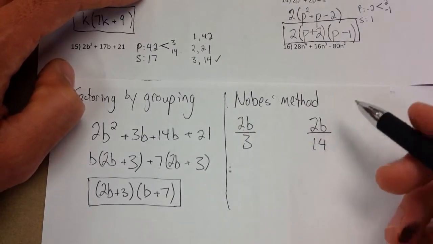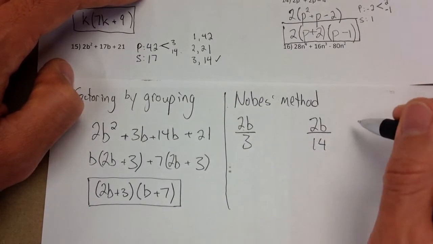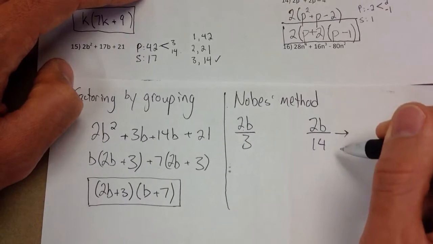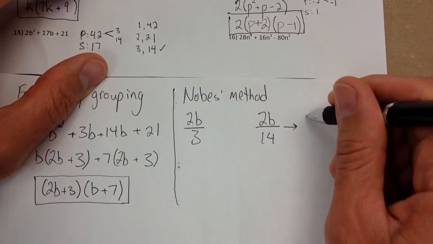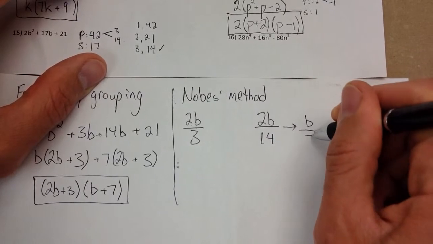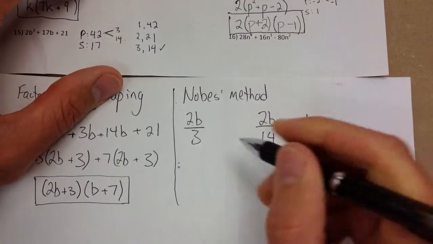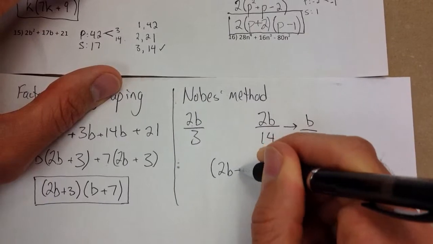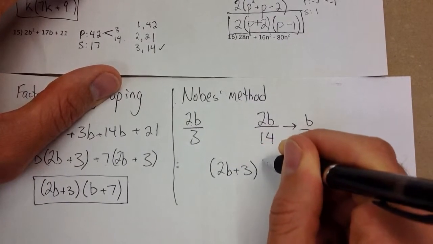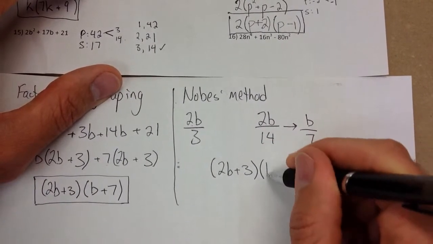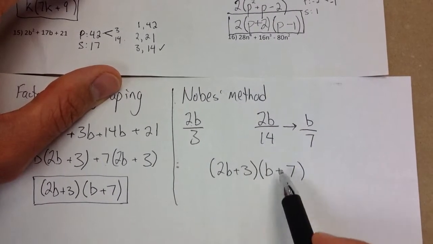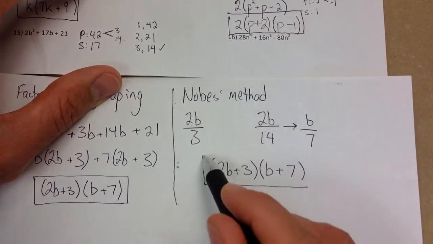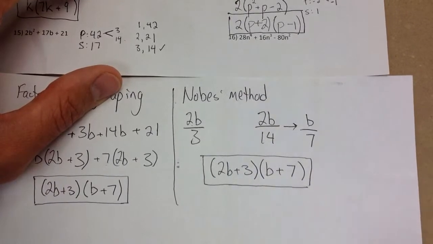2/3 does not reduce, so that remains as 2/3. 2/14 does reduce. It reduces to 1/7, or b over 7. Now you can go right to the two sets of parentheses, and you get the information for those from the reduced fractions. That's it. So either factoring method is fine.